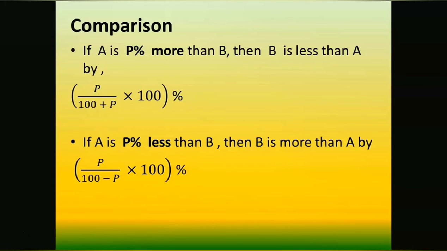Okay, so in this case we are comparing the salaries of person A and person B. Person A is getting more salary than person B. We want to find out by how much percentage person B is getting less salary than person A. In this case, we can apply this formula. Similarly, if A is P% less than B, then B is more than A by this much percentage. That is P divided by 100 minus P into 100.